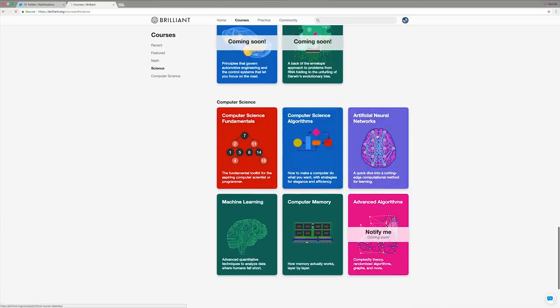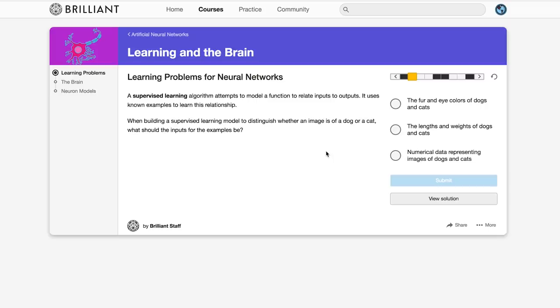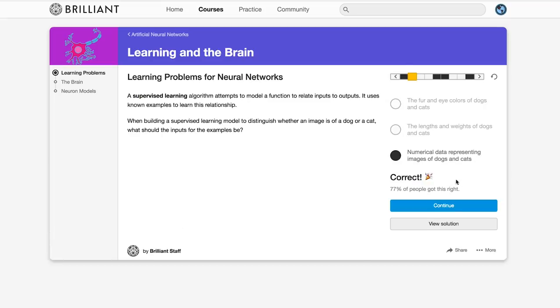And now that we've constructed a neural network at the beginning of this dong, let's check out the lesson on artificial neural networks. How can a computer distinguish pictures of dogs and cats? Well, it might be closer to how humans do than you think. Let's go through a problem. When building a supervised learning model to distinguish whether an image is of a dog or a cat, what should the inputs of the examples be? Numerical data representing images of dogs and cats. Yes, we did it. Only 77% of people got it, which is a lot, but I'm still proud of us because we did it together.